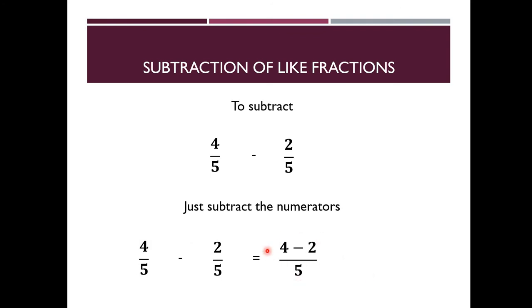That is, we took only the numerator and the denominator remains the same. So 4 minus 2 upon 5 gives us 4 minus 2, 2, and we bring the denominator again the same, so upon 5. So the answer is 2 upon 5. What we did here was we only subtracted the numerators. Whenever we have addition, we add the numerators, and when we have subtraction, we subtract the numerators and our denominators remain the same.